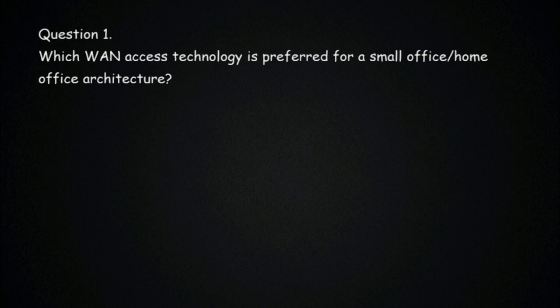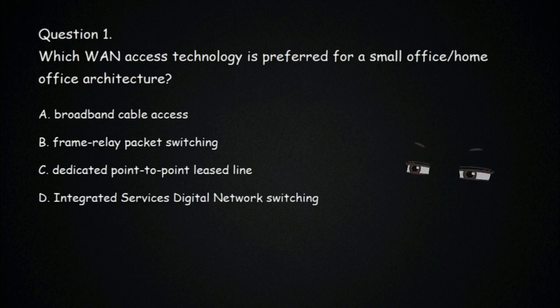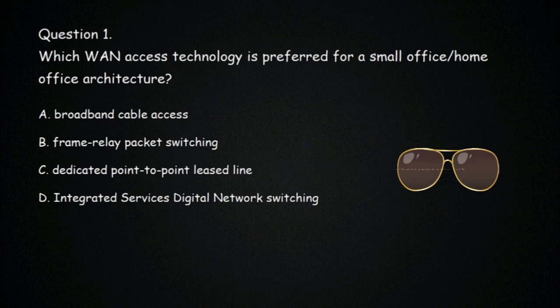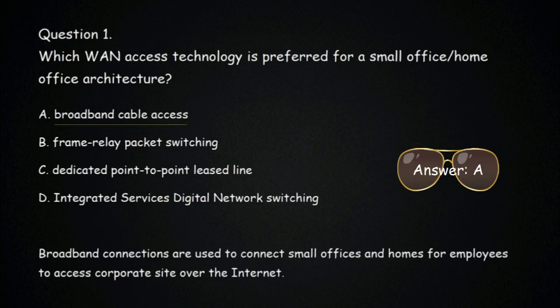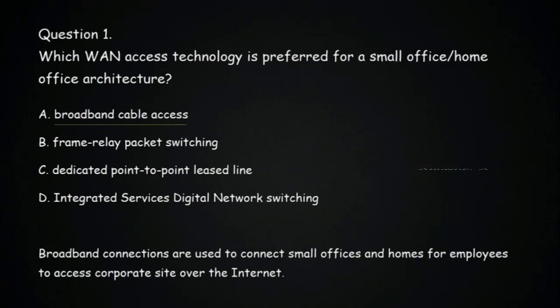Question 1. Which WAN access technology is preferred for a small office, home office architecture? Options. Answer is broadband cable access. Broadband connections are used to connect small offices and homes for employees to access corporate site over the internet.